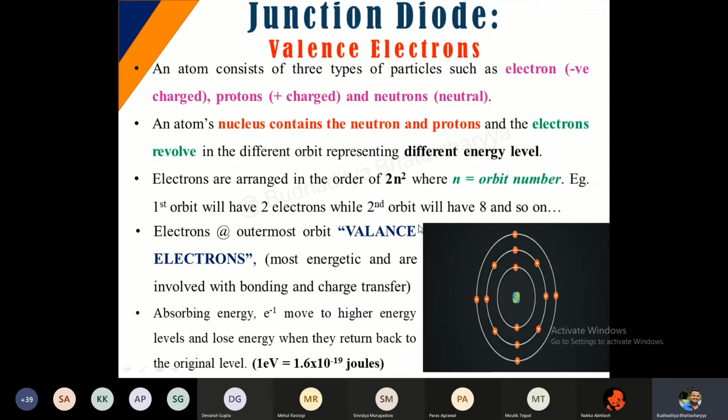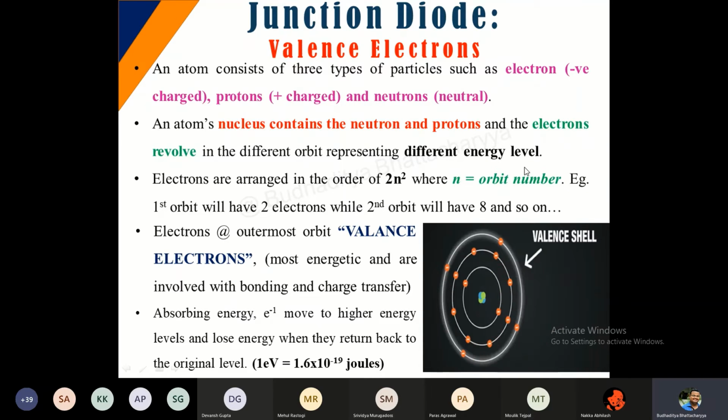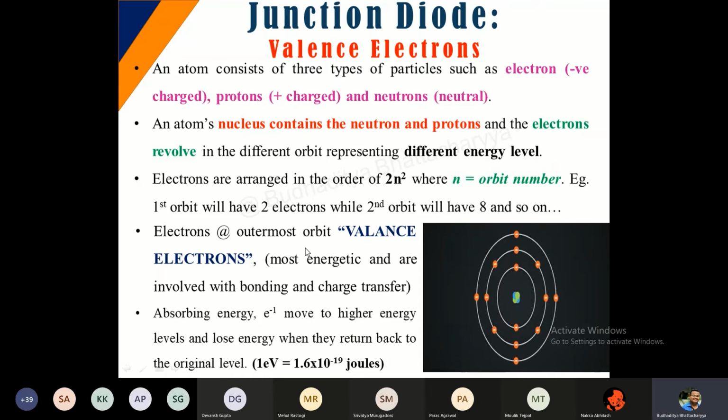If it is more than 1, like the second orbit, it's 2 times 4, which is 8. So there should be 8 electrons in the next orbit, and so on and so forth. Now, in this way, the orbital electrons are placed, and the last ring that you are observing over here, at least for this particular diagram, is what we call the valence shell. This is the outermost orbit, and the electrons residing in that orbit we call the valence electrons.